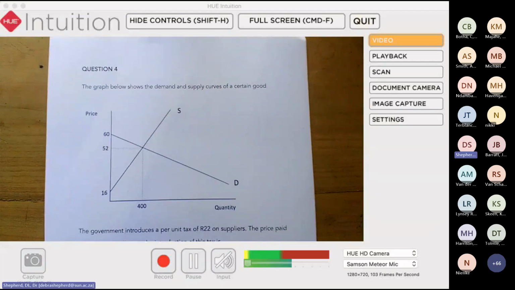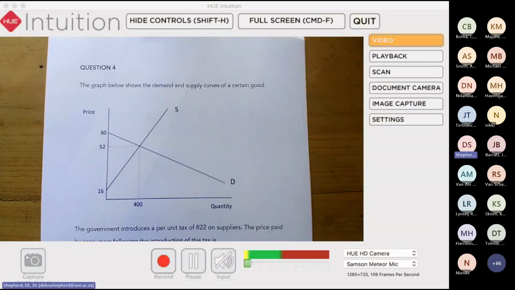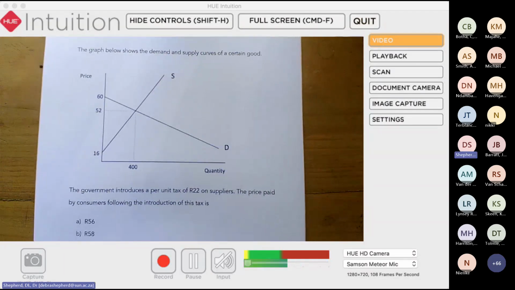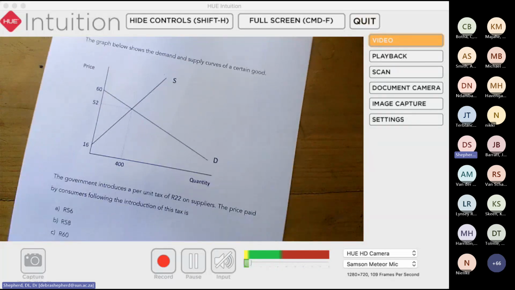Okay, so question 4 gives us the following graph, and it shows the demand and supply curves of some good. The government then introduces a per unit tax of 22 Rand on suppliers. The price paid by consumers following the introduction of this tax would be what?